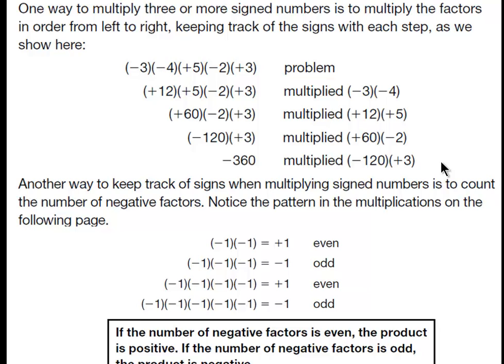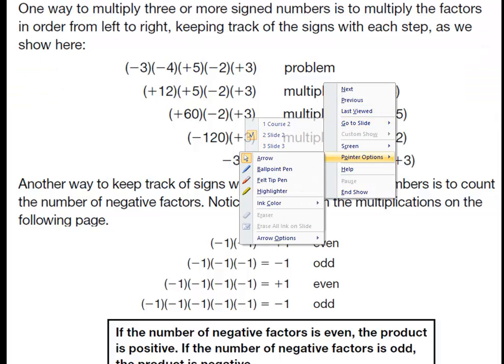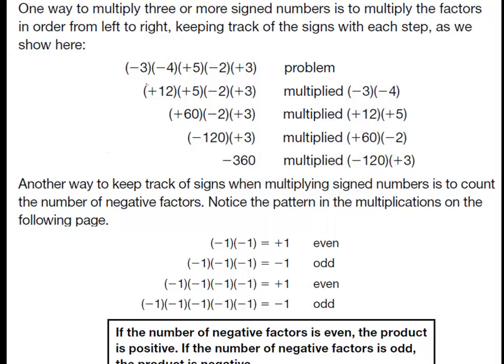All right, so one way that we can multiply 3 or more signs is to keep track of them just to do it from left to right. If we take 3 times 4 and multiply that together, we get a positive 12. Then positive 12 times a positive 5, we get positive 60. Positive 60 times a negative 2, we get a negative 120. And negative 120 times a positive 3, we get a negative 360. That's one way of doing it.